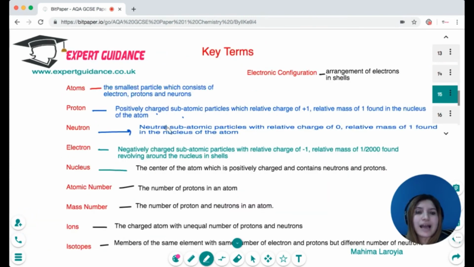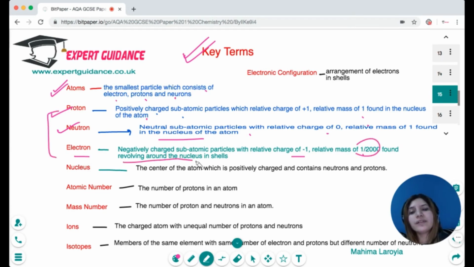So now here I have tabulated the important key terms of this topic. In this topic, we have seen what an atom is. It's the smallest particle, consisting of electron, proton, neutron. What is a proton? A proton is a positively charged subatomic particle with a relative charge of +1, relative mass of 1, found in the nucleus of the atom. A neutron is a neutral subatomic particle with a charge of 0, relative mass 1, found in the nucleus. An electron is negatively charged with relative charge -1, relative mass 1/3000. Remember that table. It is found revolving around the nucleus in shells.